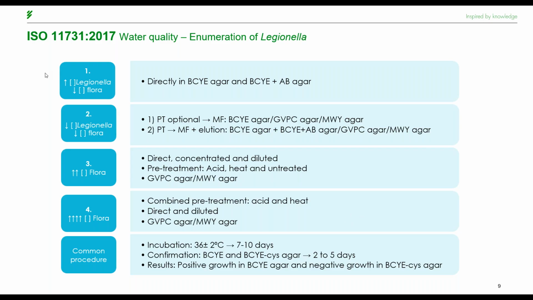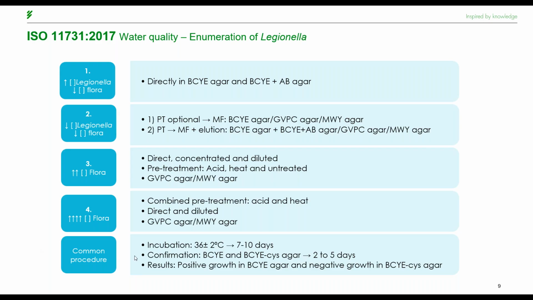Okay, now we've reviewed all the possible scenarios you may have, and the common procedure to all of these is to incubate at 36 degrees Celsius for 7 to 10 days. There is no difference between the counting done at day 7 and day 10. However, if you are working with natural samples that have wild strains of Legionella, this may require the full 10 days incubation to develop growth.